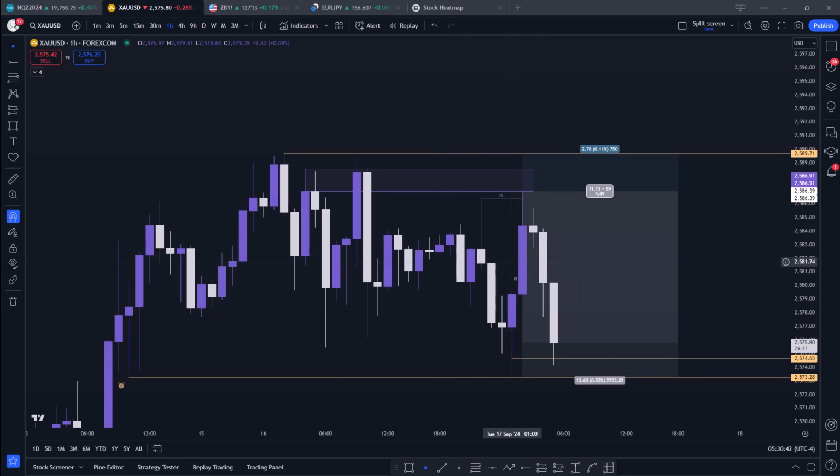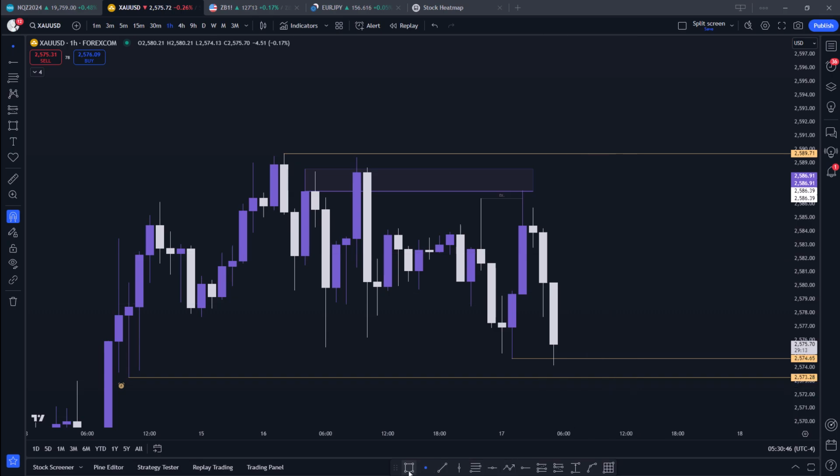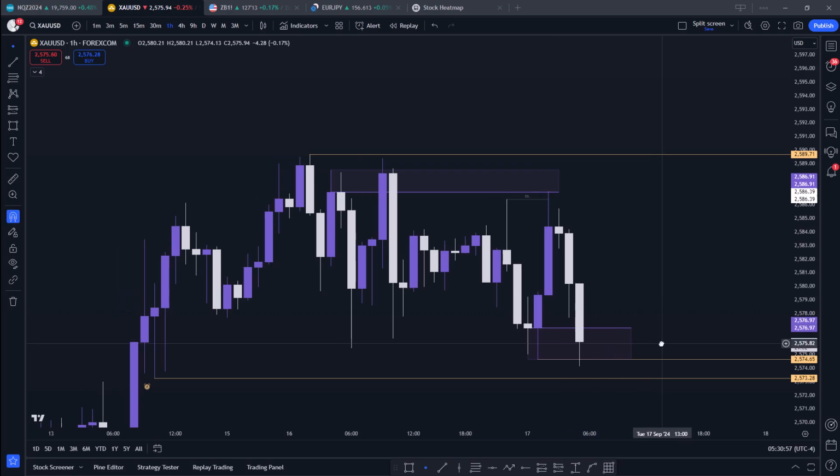But again, rejection blocks, rejection blocks, rejection blocks. We have another one residing right here, where we have these equal bodies and the long tail. So I knew that there was a chance, because this is still consolidating, we could react from this area. So I decided to take off most of my positions here.